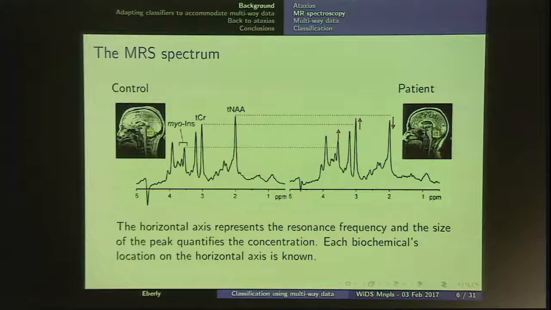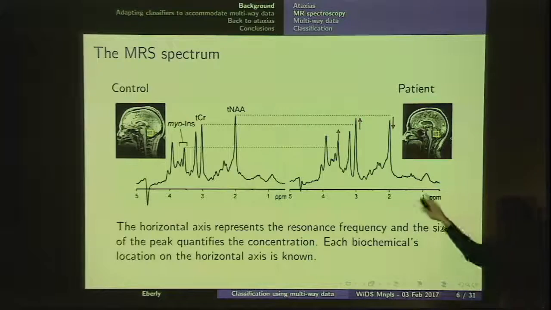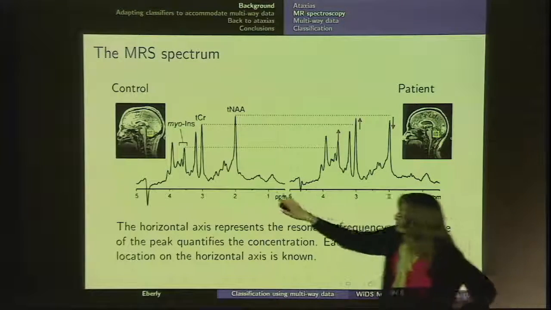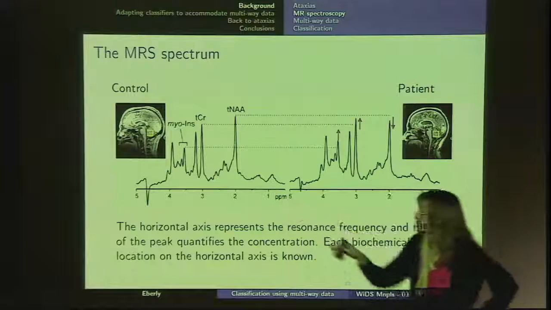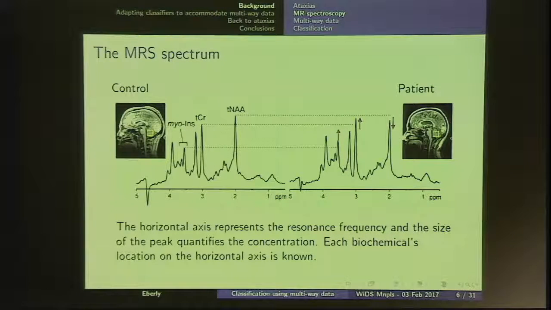So here on the left-hand side, we have a structural scan of a control. And the little yellow box shows the region where the biochemicals are being captured. And on the right-hand side, we have a patient. And this is a spectrum from one person at one time. This is a spectrum from the control at that one time. The horizontal axis represents the resonance frequency. So that tells me which biochemical I'm looking at. It's known, for example, that NAA resonates at 2. So we know that the peak that appears at 2 corresponds to NAA. And then how much NAA is there is quantified in the peak.